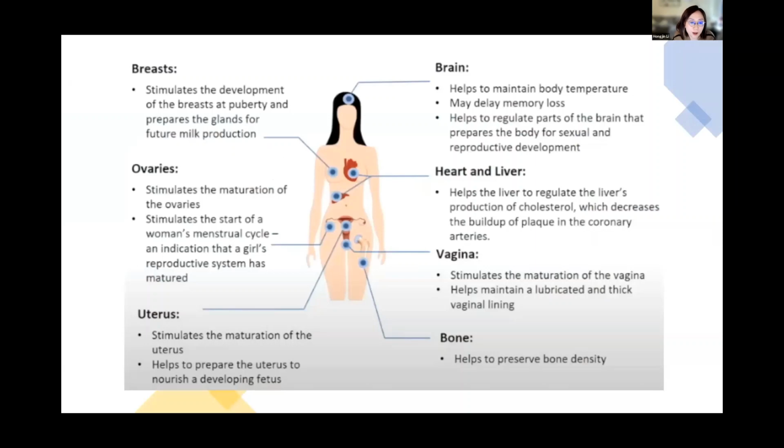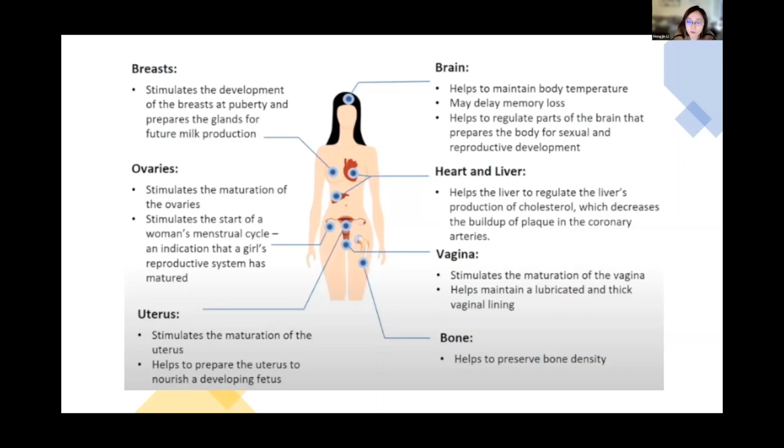Let's take a look at how estrogen plays an important role in women's bodies. So we know that estrogen stimulates development of the breast and the maturation of the ovaries. It also helps with the uterus, maintains body temperature, stimulates memory, regulates the liver's production of cholesterol, stimulates the maturation of the vagina, and preserves bone density.